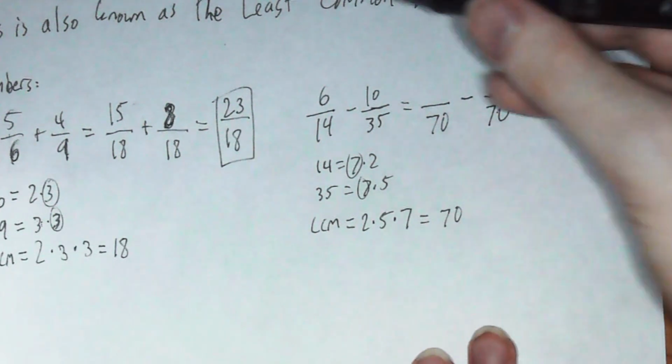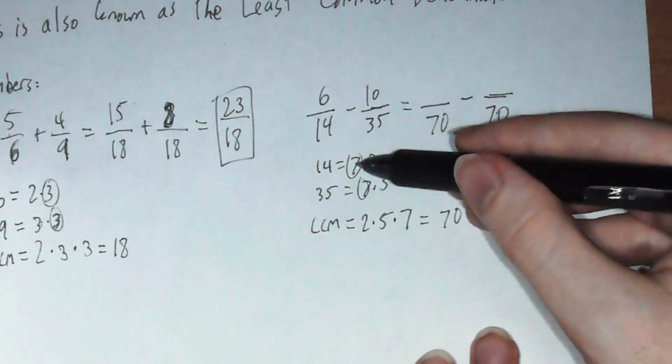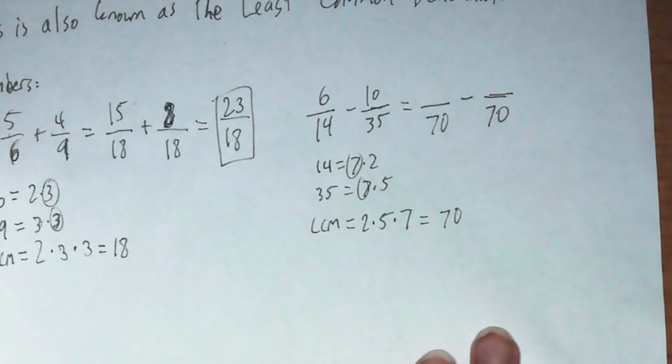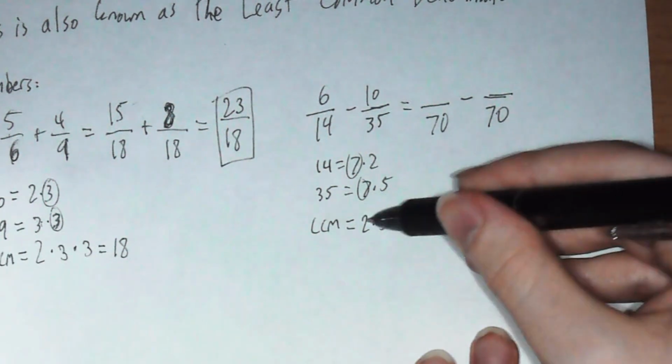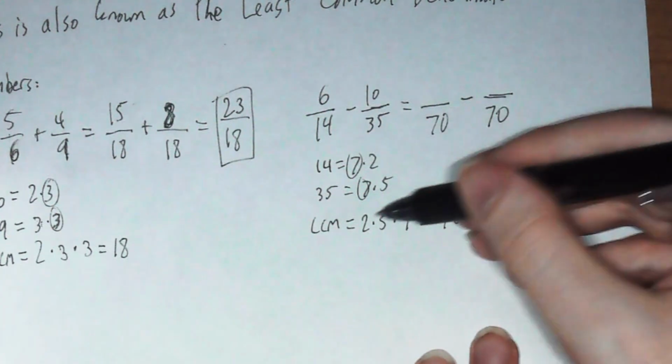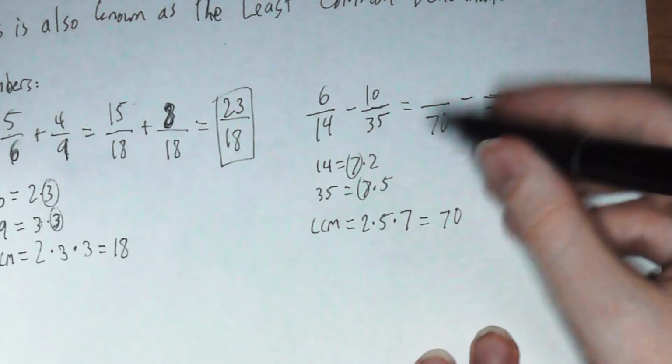Okay. Now, 6/14. 14 is 7 times 2. What's missing is the 5. So the least common multiple is 7 times 2 times 5. The 7 and the 2 come from the 14, and the 5 comes from the 35 and is missing.